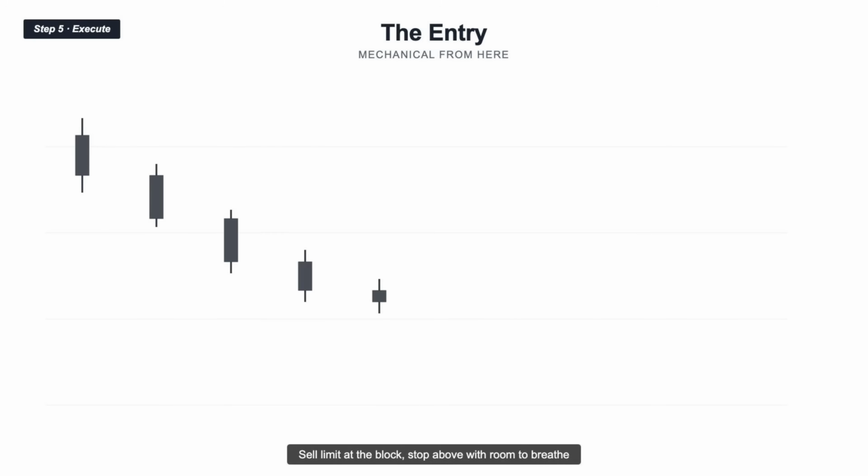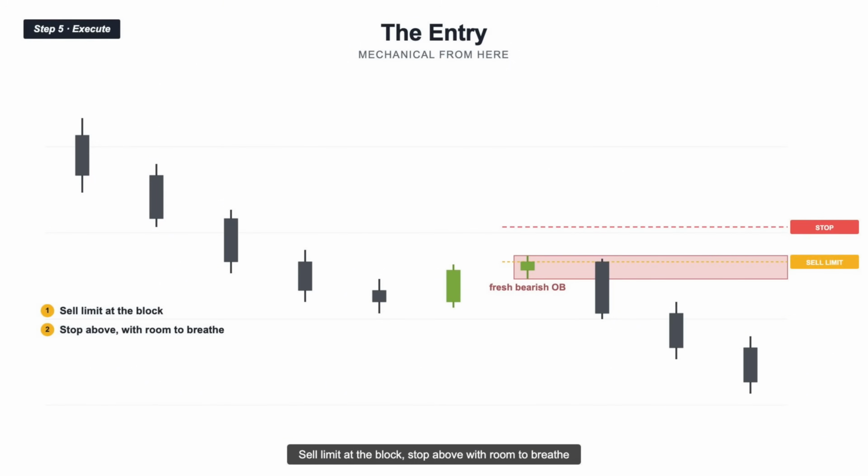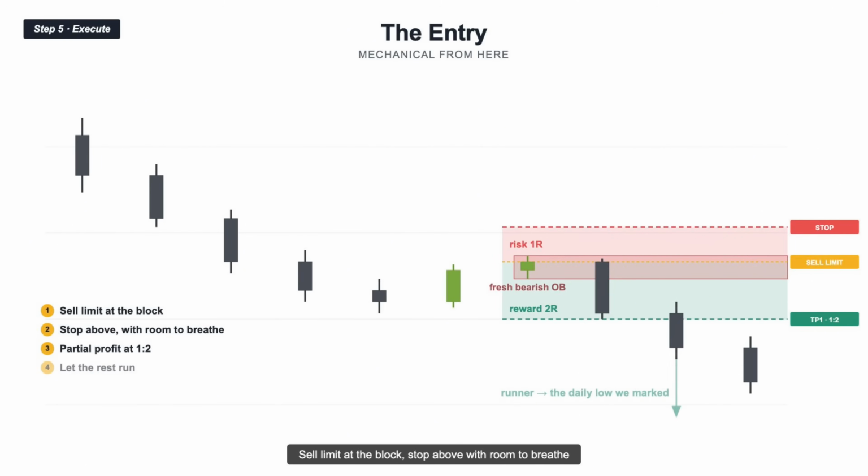We wait for price to form a fresh, bearish order block, place a sell limit at that block, and set the stop above it with enough room to breathe. Take partial profit at 1 to 2 risk to reward, and let the rest run toward the key levels we marked at the very start.